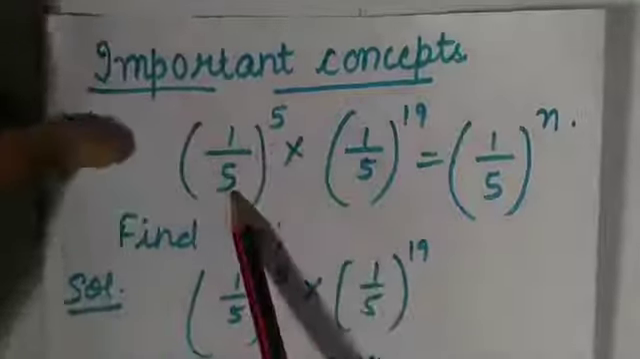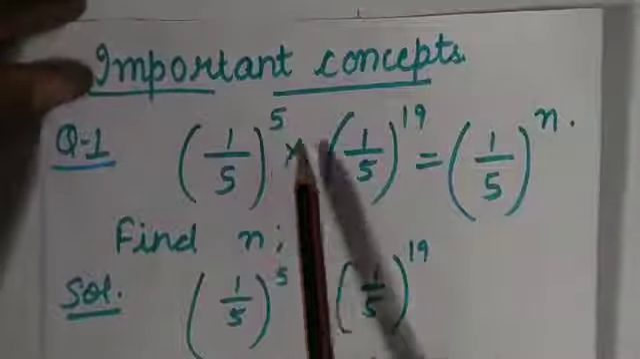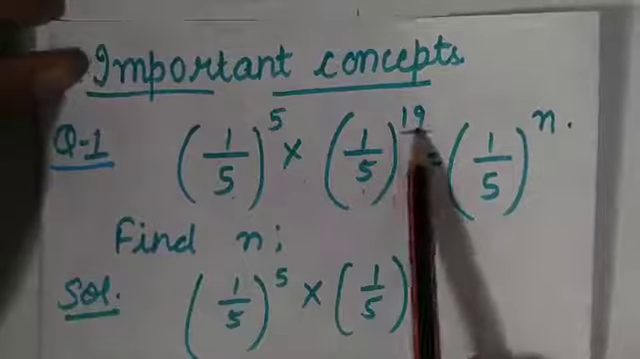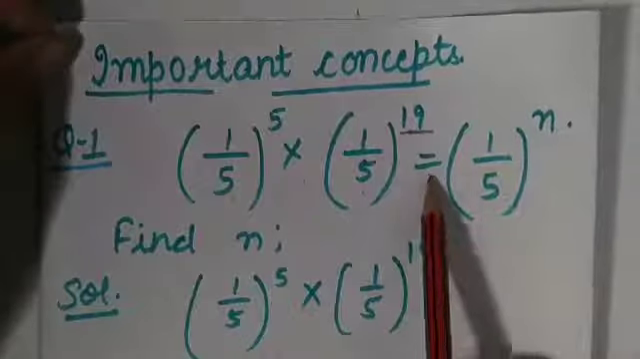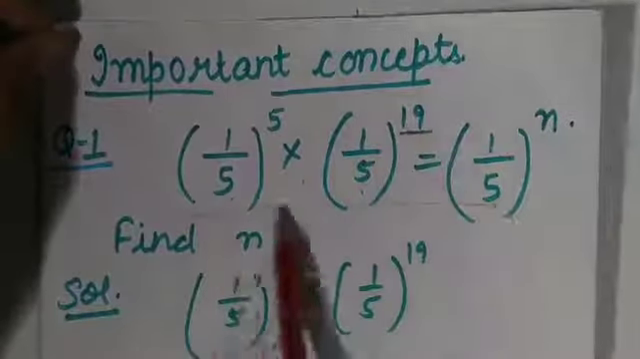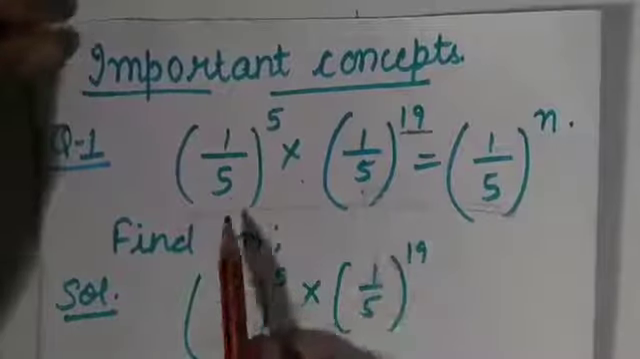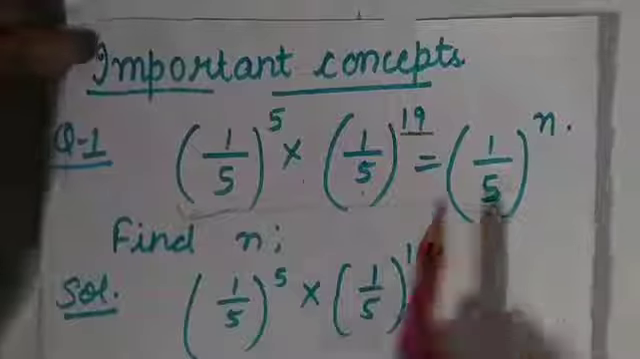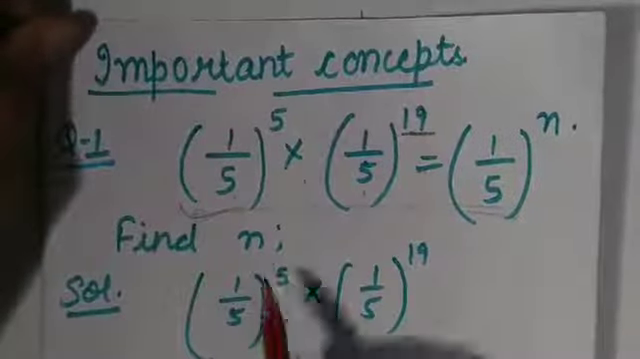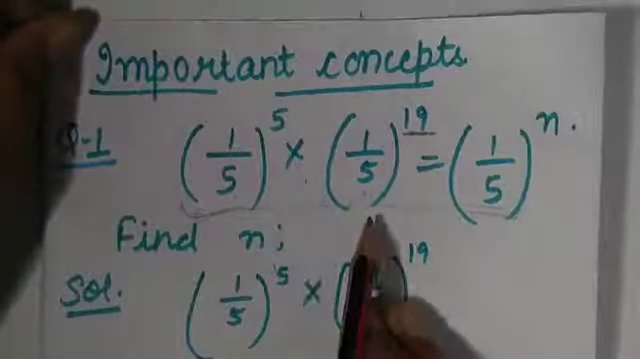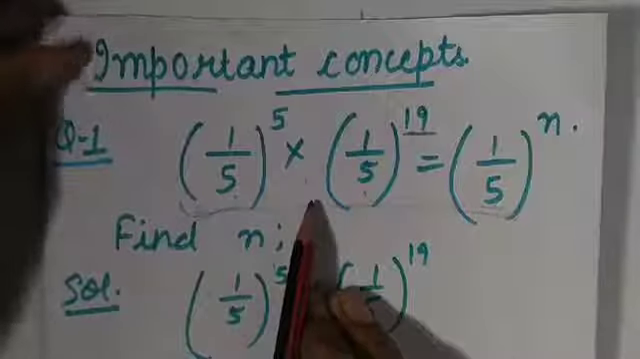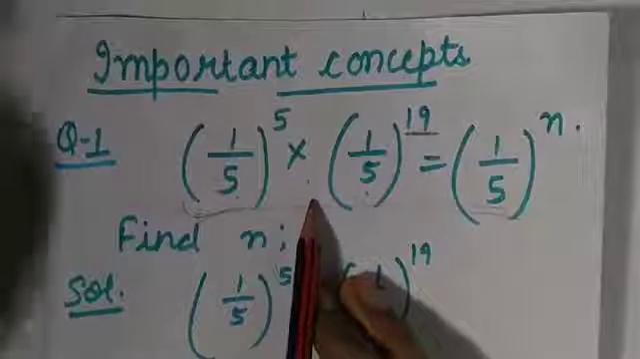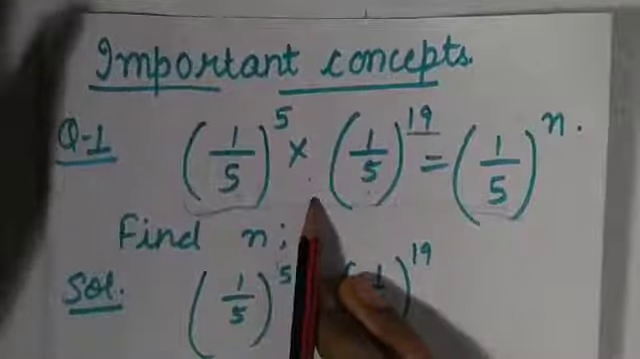Suppose 1 over 5 raised to the power 5, into 1 over 5 raised to the power 19, is equal to this. This is the equation I have given. In the question, this is an equation because there is a sign of equality, and we have to find the value of n. These types of questions are not in NCERT. So I am explaining one question, and I will provide the same type of questions in the assignment.